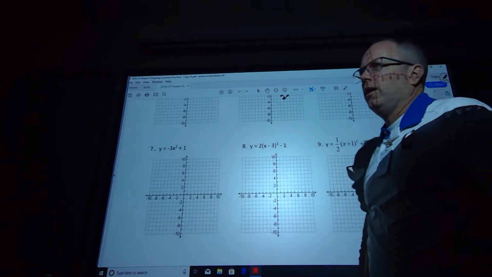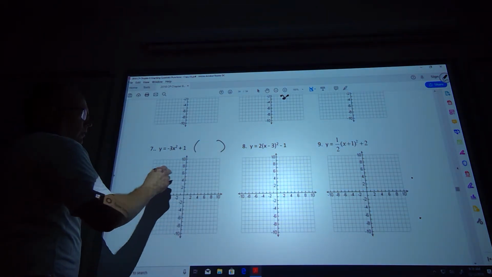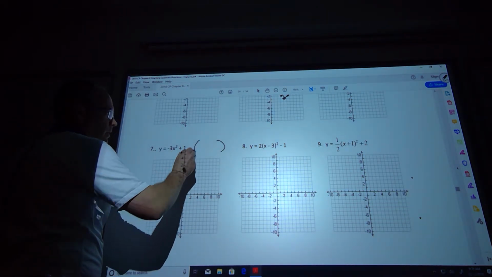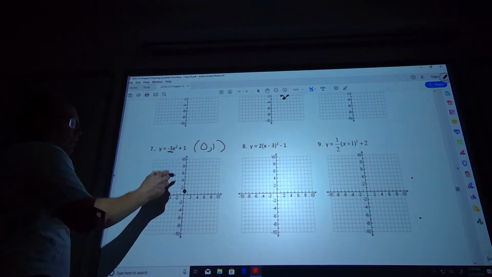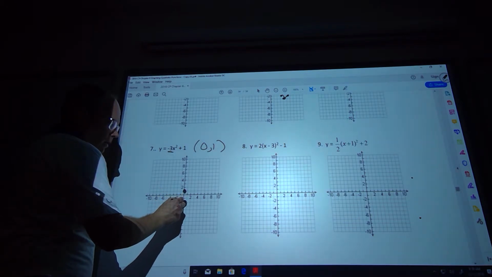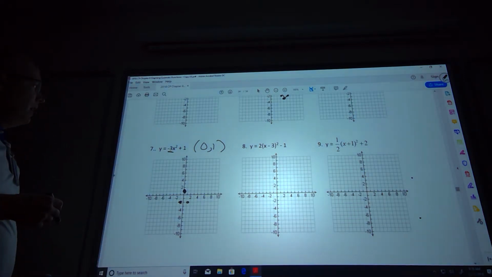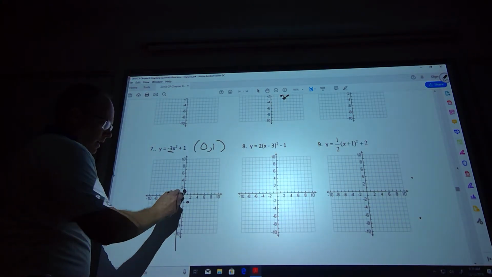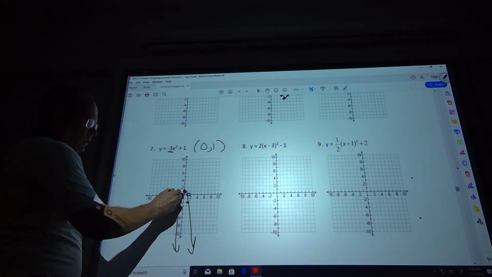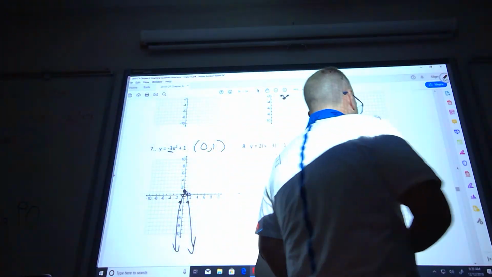Number 7, we don't have a B value again, so my vertex is just going to be 0, 1. That's my vertex. Also is my y-intercept. If I pattern graph, I have a negative 3, so I'm going to go right one, down 3 because it's negative, left one, down 3. Then I'd go even further, so right one, down 9, so that's off the screen, so we're not going to worry about that. So that's what it looks like. It does indeed cross the x-axis. Again, they might be irrational roots. They could be rational roots, but I can't see them exactly because we did not solve for them.